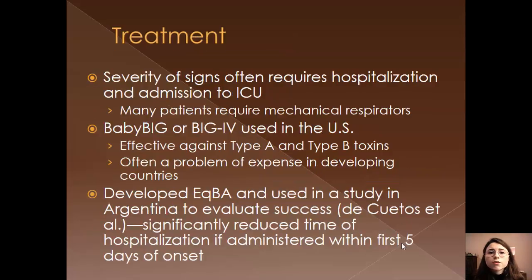Some treatment: infants often have to be hospitalized and admitted to the ICU and or put on mechanical respirators, because they have lost their motor capabilities. BabyBIG is the botulism immune globulin intravenous, a human-derived antitoxin that is used in the U.S. However, it's far too expensive to be used in most developing countries, so the equine-derived botulism antitoxin, BAT, was developed first in Argentina and has had great success. Despite initial concerns regarding some possible resistance later on to equine antitoxin, this is still an effective treatment and is used in different developing countries.